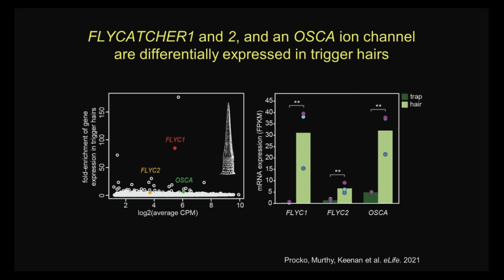And what we find is that there's three particular genes which stood out to us as having very large relative expression within the trigger hair relative to the leaf. And these are also illustrated over here. And they all code for ion channels. Two of them code for ion channels which we called flycatcher1 and flycatcher2, or flyc1 and flyc2. So flyc1 was very massively enriched within the trigger hair, and then the third is an ion channel from the Oscar family.